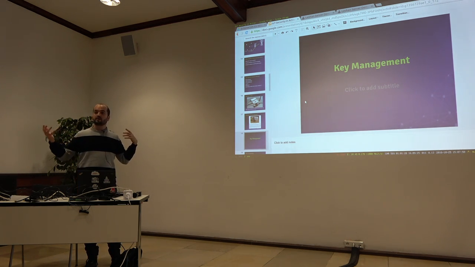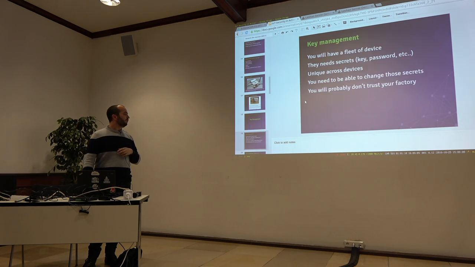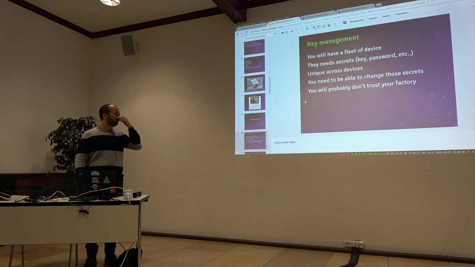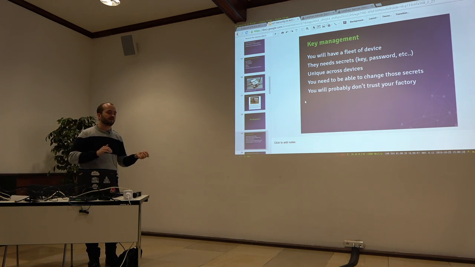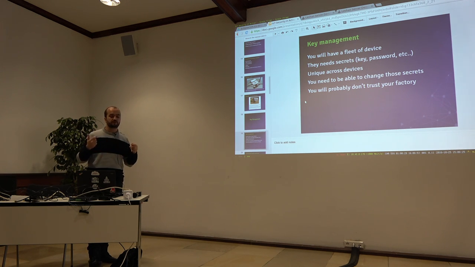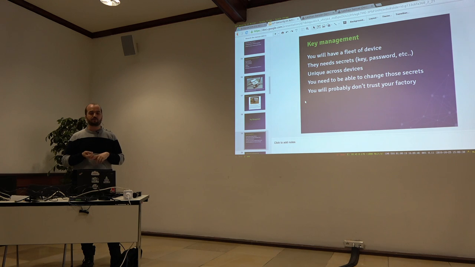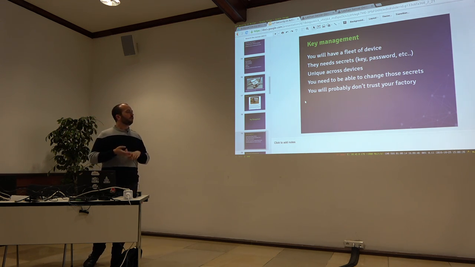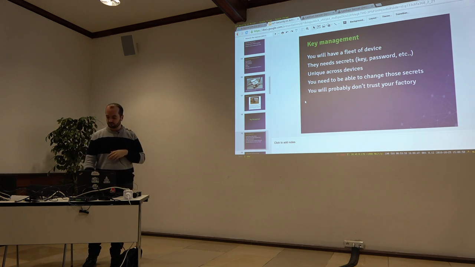So if you want to do end-to-end encryption between the device and the cloud, what we need is to distribute keys and secrets, so we need a key management system. So what does that mean? For example, you have a large fleet of devices, you will need to push pre-shared keys, secrets, passwords. You want them to be unique across devices, because if someone gets access to one device, you want to be sure they won't be able to attack other devices. And you want to be able to change those secrets, because in 5 years maybe you want to change the protocols, the security scheme, or someone left your company with a list of secrets. And you probably want to change your secret after you put some in the factory, because your factory is far away, it's in China or wherever, and you don't trust this factory so much.